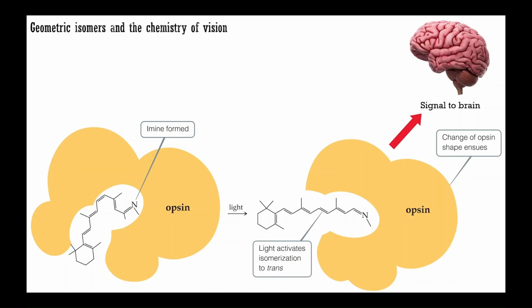This rapid and substantial change in retinol shape causes the attached protein to change its shape as well, triggering a flow of ions into the retinal cells and initiating electrical impulses, which the optic nerve transmits to the brain.